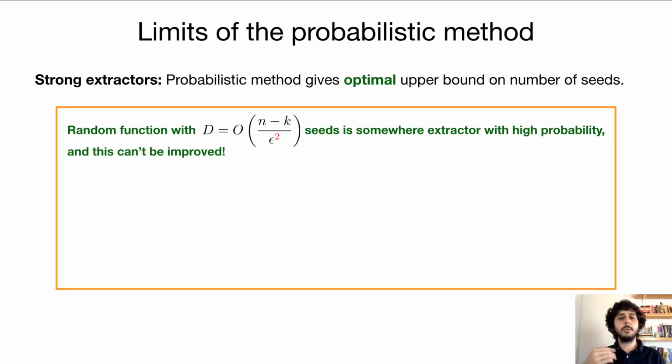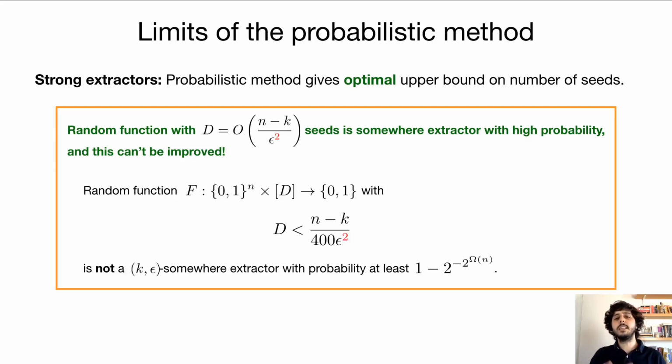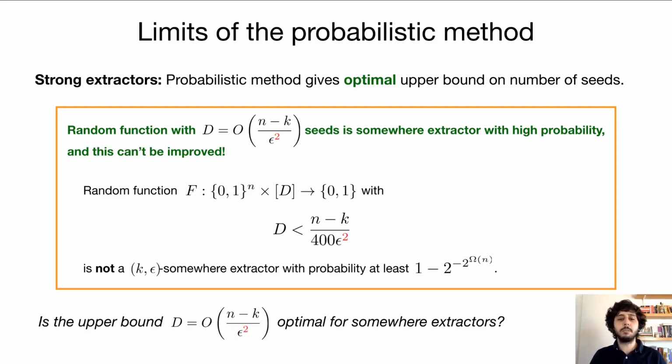As our first result, we are able to pin down exactly what kind of upper bound the probabilistic method can give. We show that if we take a random function with n minus k over epsilon squared seeds, it will be a somewhere extractor with high probability, and that this cannot be improved, because if we take a random function with significantly fewer than n minus k over epsilon squared seeds, then it will not be a somewhere extractor with very, very high probability. So with the probabilistic method, we really cannot get a better upper bound than n minus k over epsilon squared. The natural question here is whether this upper bound is optimal for somewhere extractors, as it was for strong extractors and for other pseudo-random objects where the probabilistic method is optimal.